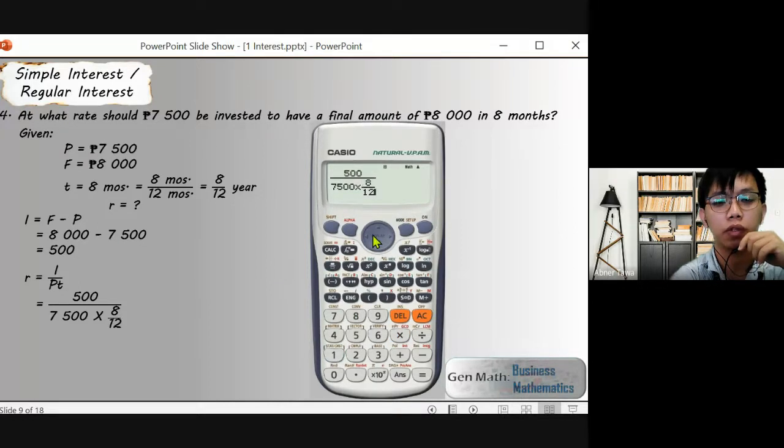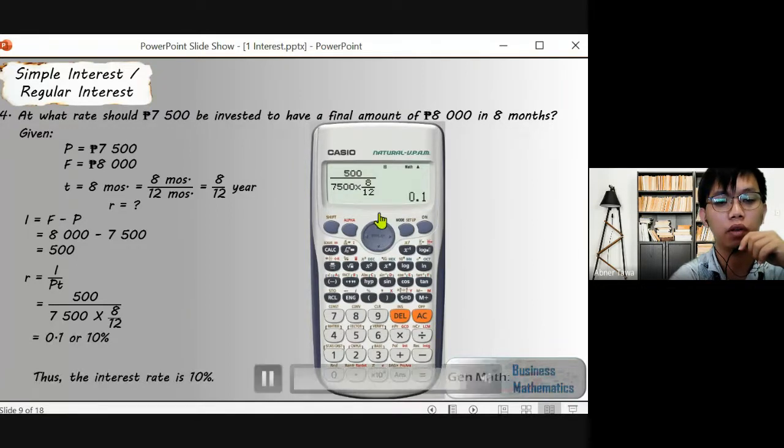Which equals 1 over 10. Okay, so if the answer in the calculator is in fraction form, just press the SD button, this one. Then it will convert to decimal form. So the 1 over 10 in decimal form is 0.1, and 0.1 times 100 is 10%. So the rate of interest is 10%.